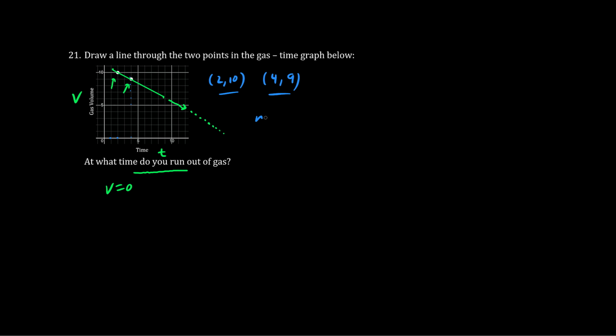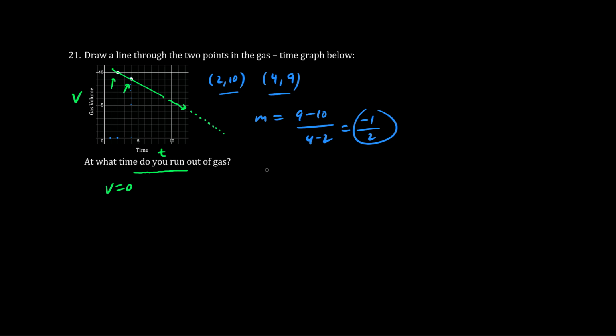Let's find the slope, or the rate of change of volume with respect to time. Slope is rise over run. So why don't we go 9 minus 10 over 4 minus 2. So we have negative 1 over 2 as your slope or rate of change. Negative means we're losing some gasoline as time passes by.